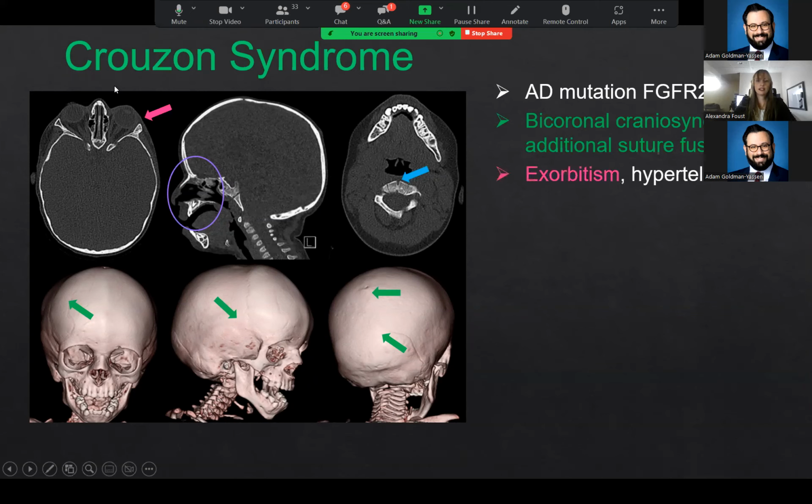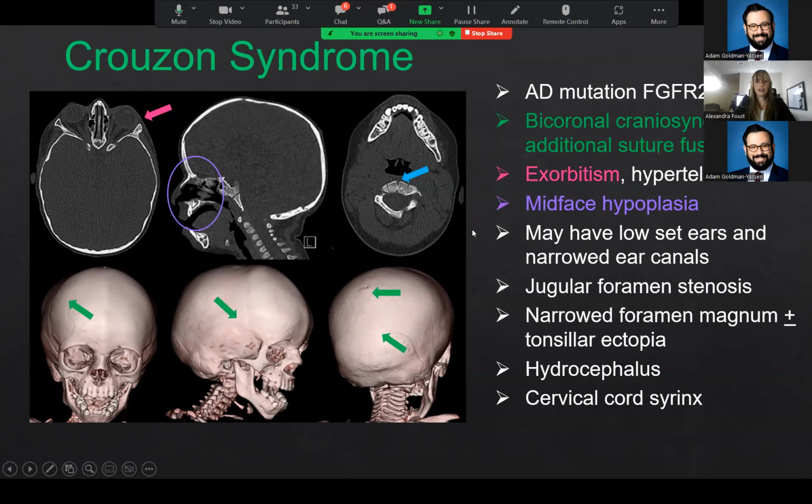You'll see the orbits, you can have similar findings. The orbits will be sort of protruding and shallow. The globes will be protruding and the orbits themselves are shallow, giving you that exorbitism appearance, and the orbits may or may not be wide set. In this case, they had actually relatively normal relationship, but you can have hypertelorism as well. Again, you'll see the midface tends to be short, and you can also have palatal defects.